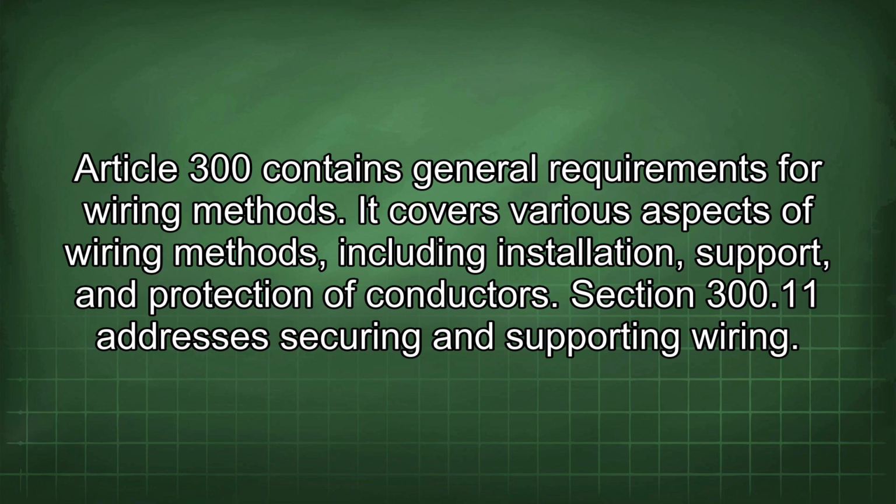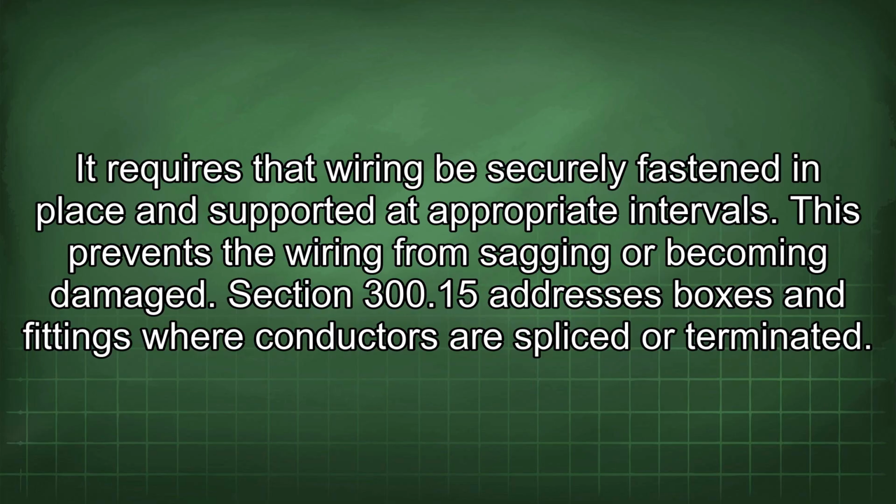Article 300 contains general requirements for wiring methods. It covers various aspects of wiring methods, including installation, support, and protection of conductors. Section 300.11 addresses securing and supporting wiring. It requires that wiring be securely fastened in place and supported at appropriate intervals. This prevents the wiring from sagging or becoming damaged.